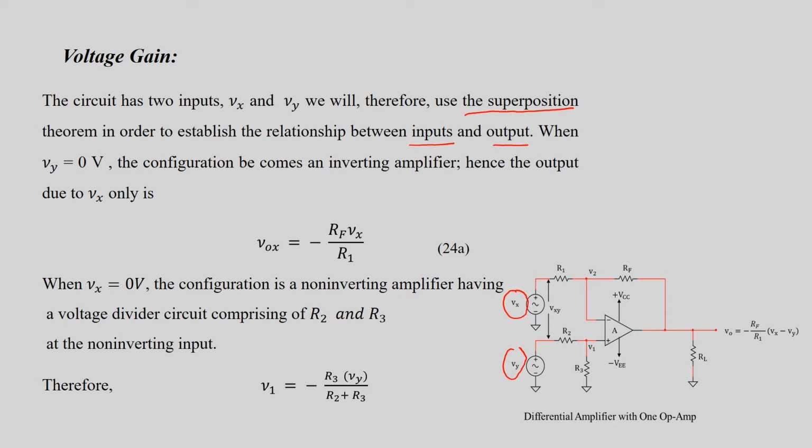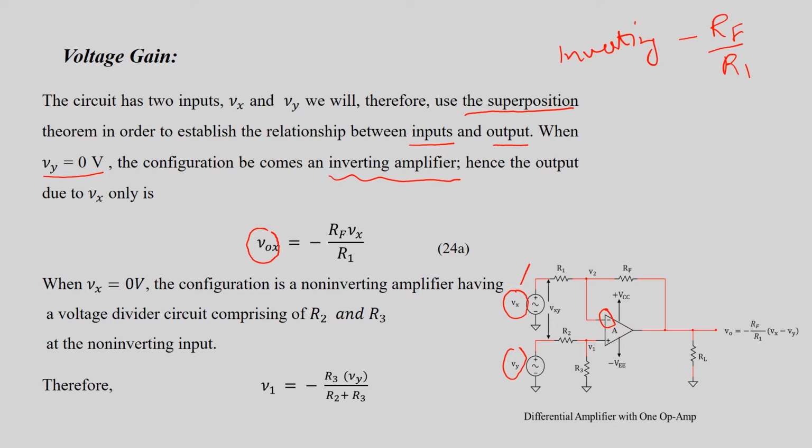When Vy is equal to 0 volt, the configuration becomes an inverting amplifier, and hence the output due to Vx only. Now Vx is applied to the negative terminal, inverting. So the gain in case of inverting, we know this is minus Rf by R1 for this configuration. So the output Vox becomes minus of Rf by R1 into Vx.